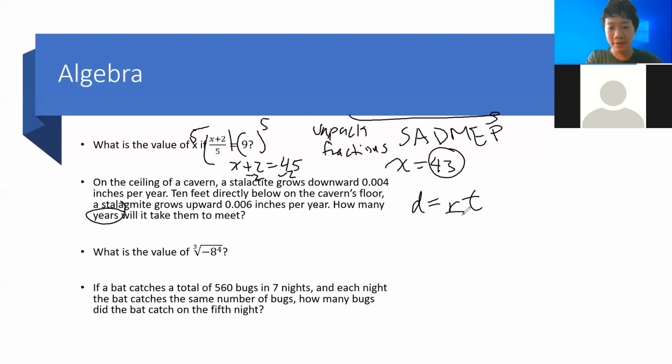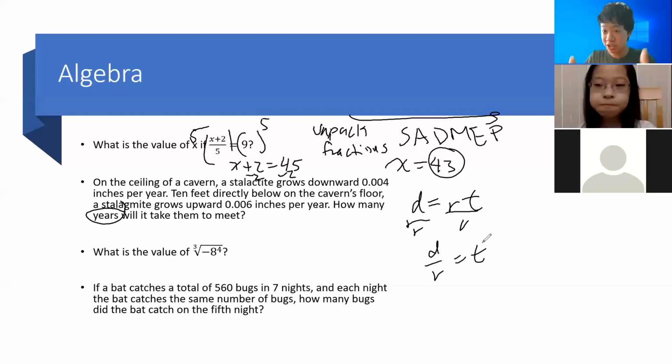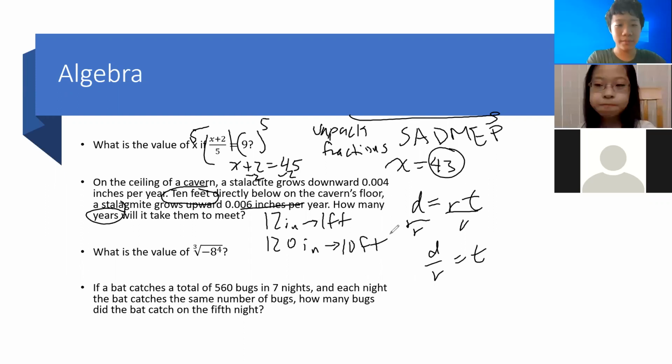So to find time, we divide both sides by r to get rid of it. D over r equals time. So to plug in, we're just going to plug in our distance and plug in our rate, and we'll get our answer. So the distance you need to travel is 10 feet, but the rate is in inches. So let's turn the feet into inches. We know that there are 12 inches per foot, so 120 inches for 10 feet. So the distance you need to travel is 120.